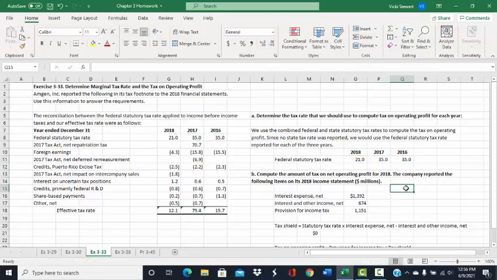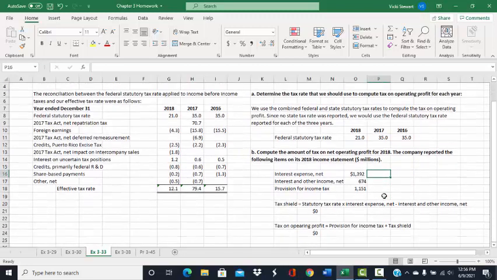In the B part, it states compute the amount of tax on net operating profit for 2018 and that the company reported the following items on its 2018 income statement. So they provided us with selected information from the 2018 income statement on the net interest expense, the interest and other income net, and the provision for income tax. Now, if you remember, when we're computing the amount of tax on net operating profit, we're going to have to first determine what the tax shield is.